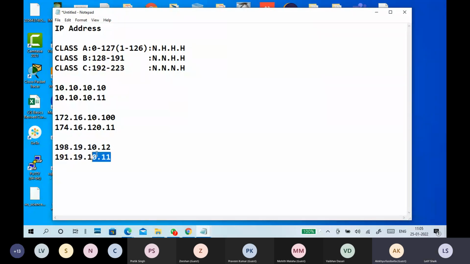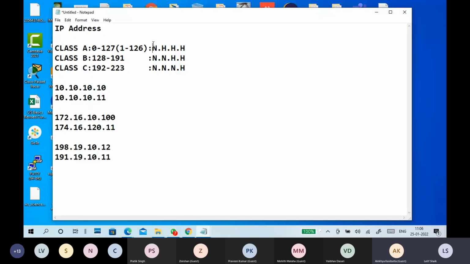Whenever any octet is different from another one, obviously they won't communicate. You have to compare like that: first octet, second, third. If the first three octets are the same, then automatically we can understand they will communicate. Otherwise, they won't communicate with each other. So this is the network and host portion.